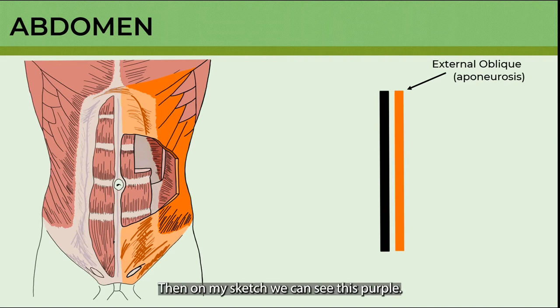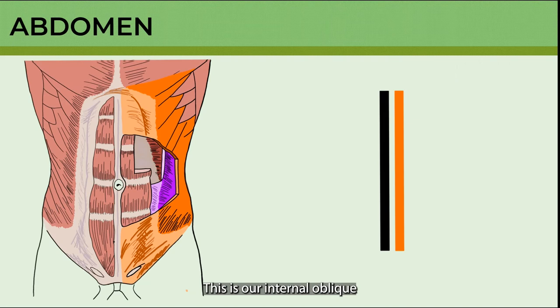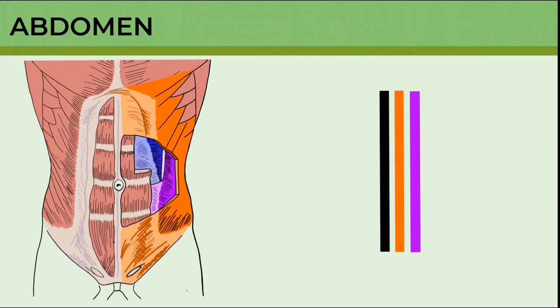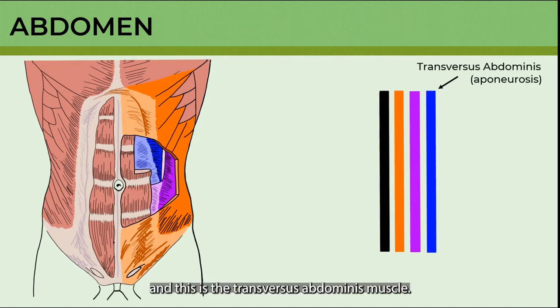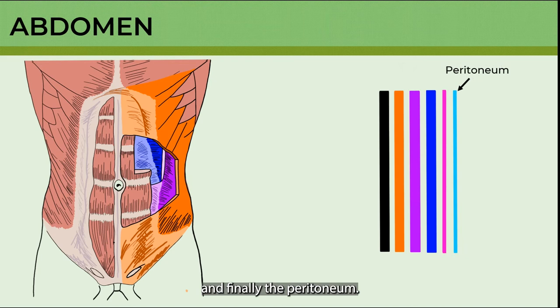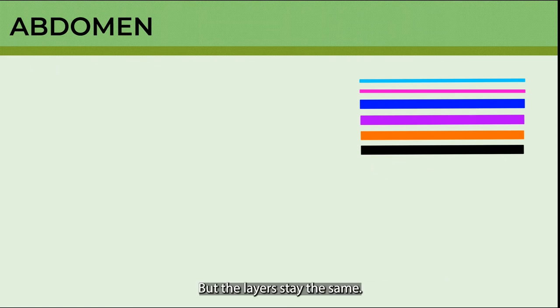Then on my sketch we can see this purple layer. This is our internal oblique aponeurosis. The blue layer follows, and this is the transversus abdominis muscle. Then, as we have discussed, we have the transversalis fascia, and finally the peritoneum. Now I'll turn this model around as it will make it easier, but the layers stay the same. The skin and the scarpa fascia remain the most superficial, and the peritoneum the deepest layer.